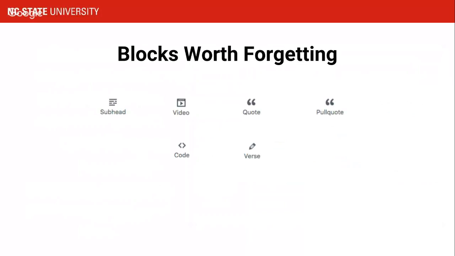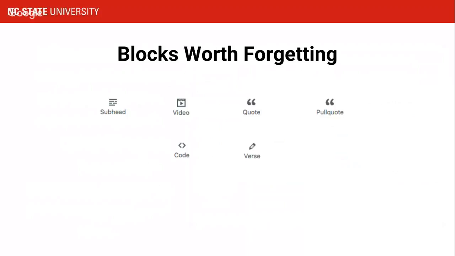And then Jen also labeled this slide blocks worth forgetting. So some of these blocks are less useful. The subhead block is for beneath a heading, sort of a subheading. It's not that useful of a block in terms of what we've been seeing in our experimenting with Gutenberg. It's not really marked up as something that will be exposed to screen readers particularly well, so it doesn't do a lot to provide structure to your page the way headings do.